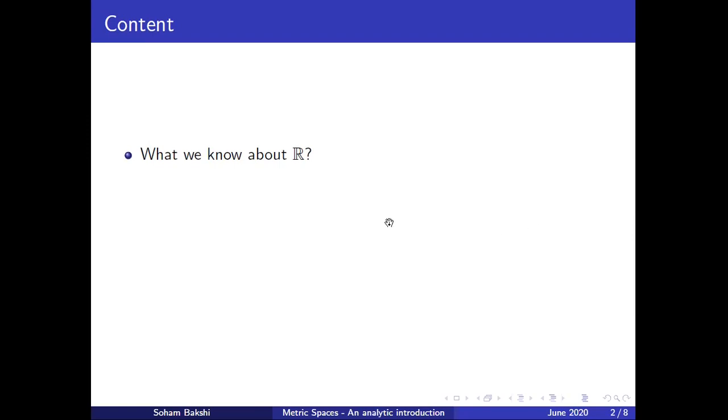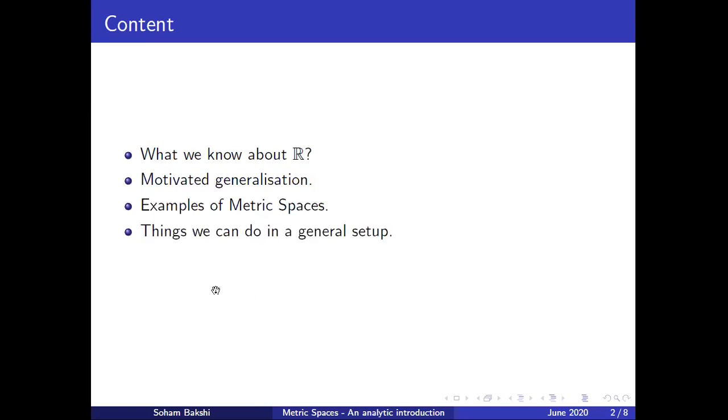Firstly, we will see what we know about R. Then we will see a motivated generalization. Then we have examples of metric spaces. Then we will see what we can do in a general setup, sitting on that generalization, and we will discuss a few of those things. And then we will end with a glimpse of topology, which is also a very analytical subject that you will learn in the bachelor's or maybe master's course. It is sophisticated maths, and we will have a glimpse of it.